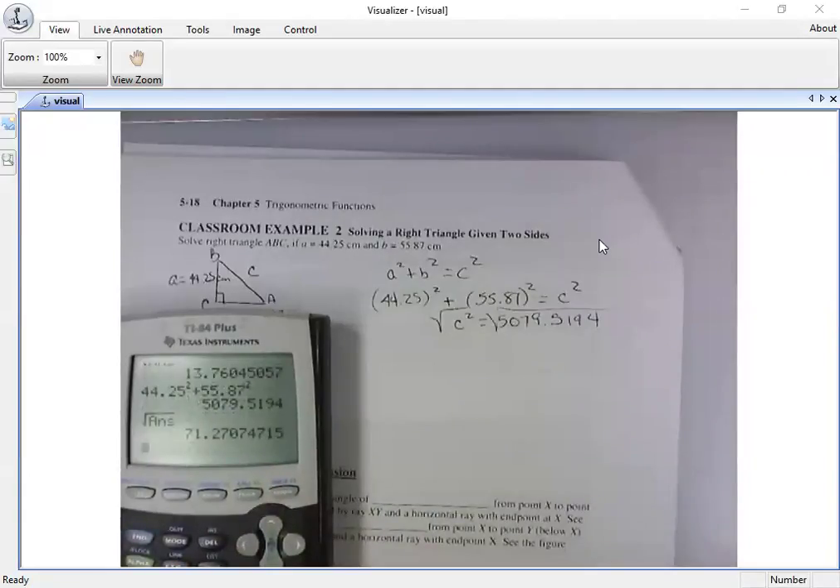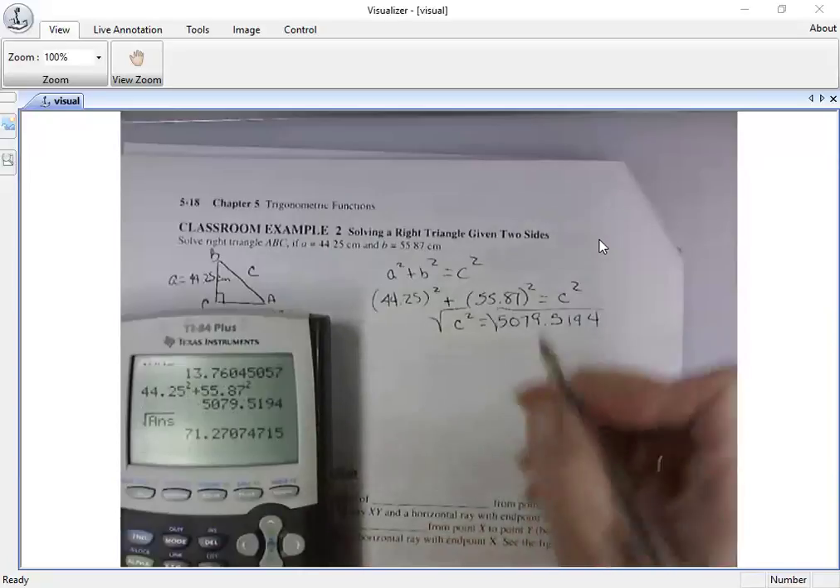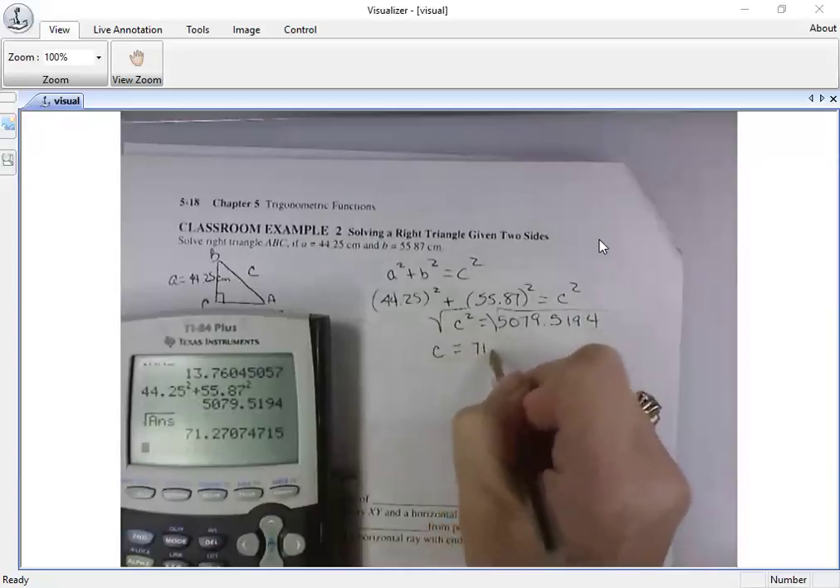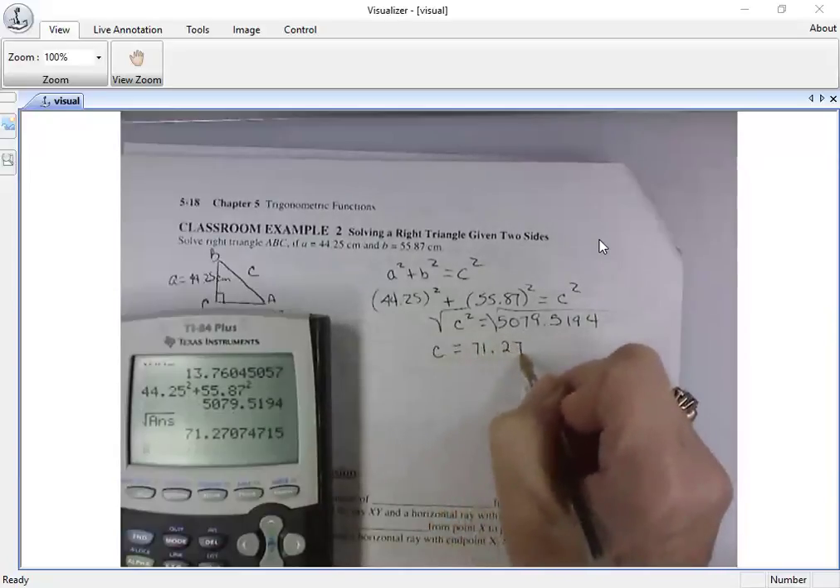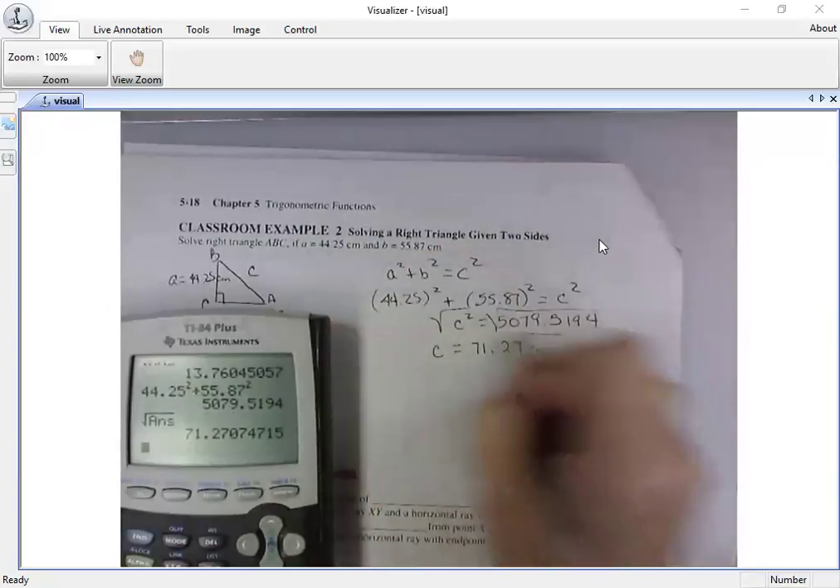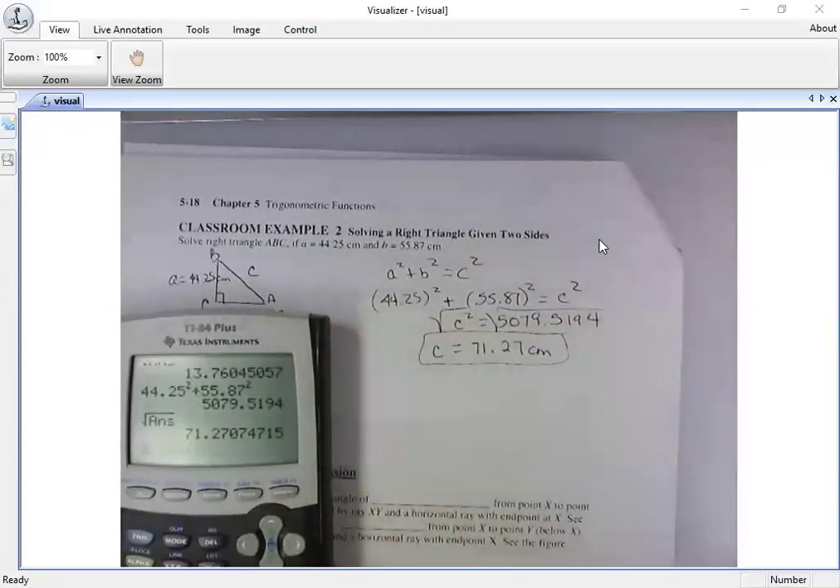And this is what shows up on my calculator. Now, I do need to pay attention to significant digits at this point. How many digits to the right of the decimal should I go? 2. So this is going to be how long? 71.27. And what was my unit? Centimeters. Good. Okay, so we have all 3 side lengths now because they gave us 2. We found the third one. But we've got 2 more angles that need to be found.